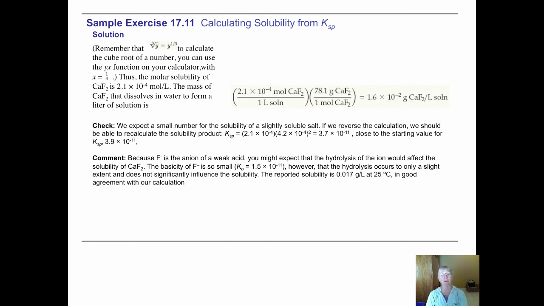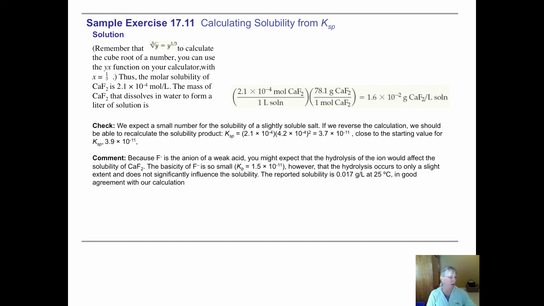And sometimes they throw another level of difficulty at you where they ask you to solve for per 100 milliliters of solution. And so instead of per liter, you'd have to calculate that per 1/10 of a liter.